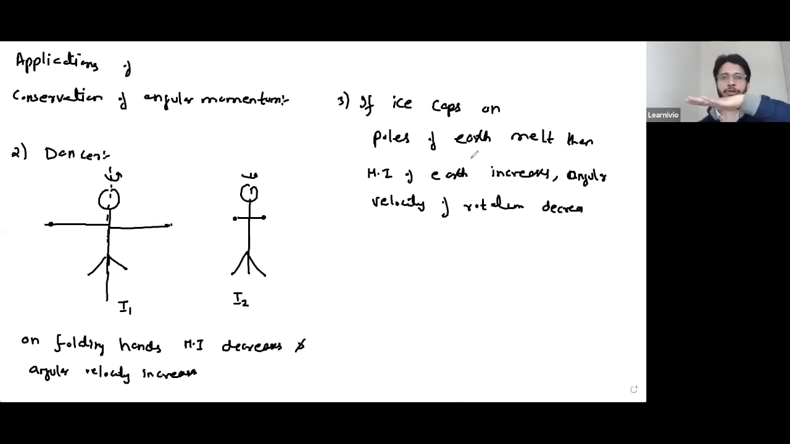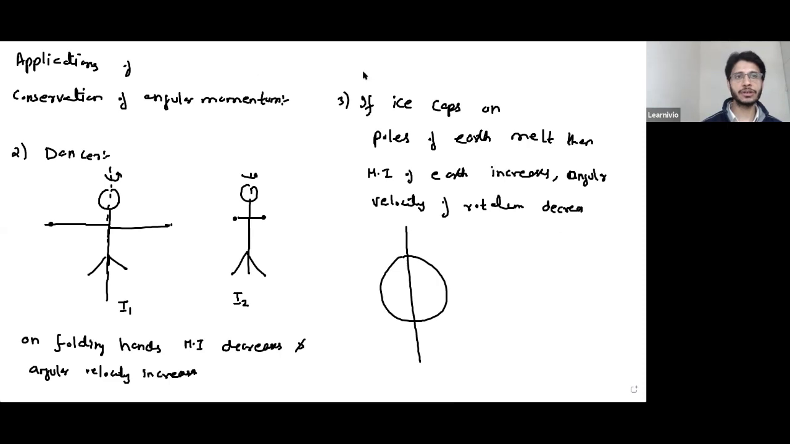So if the mass distribution is uniform, then moment of inertia will decrease. Sorry, it will increase, because the separation from the axis of Earth will increase. If someone has an issue with why the moment of inertia will increase, see, this is initial. Initially, this is the ice cap. The whole ice is in this region only. But once this ice melts, then the water gets distributed throughout the surface of Earth. See, earlier the separation was small from the axis, but now the separation is large.